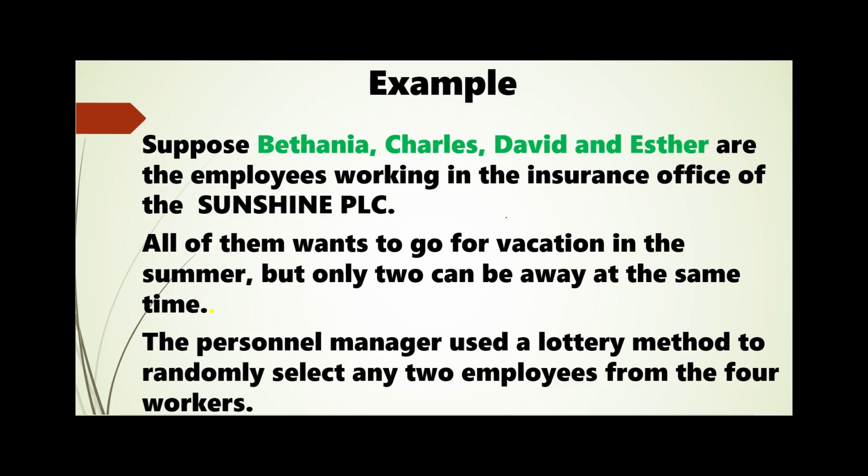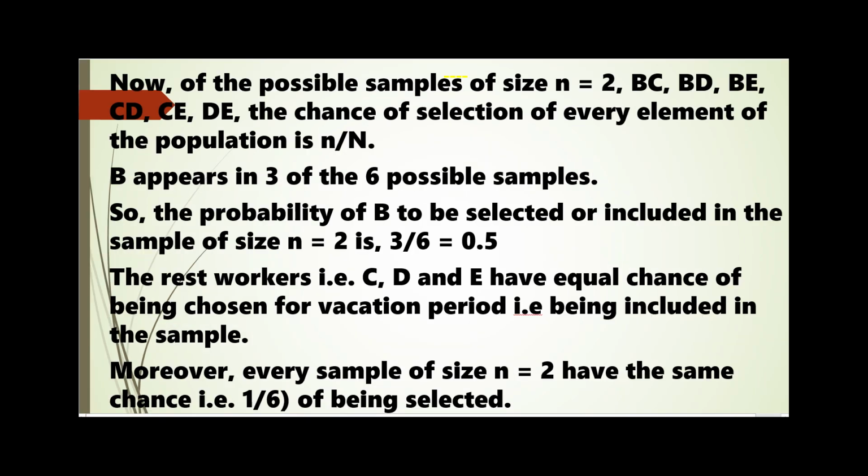Example. Suppose Bethania, Charles, David, and Esther are the employees working in the insurance office of Sunshine PLC. All of them want to go on vacation in the summer, but only 2 can be away at the same time. Consequently, the personnel manager used a lottery or blind draw method, that is, he prepared 4 pieces of paper having the first letters of their names. Now, of the possible samples of size n equals 2, BC, BD, BE, CD, CE, DE, the chance of selection of every element of the population is n/N.